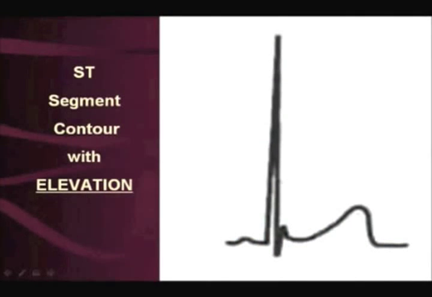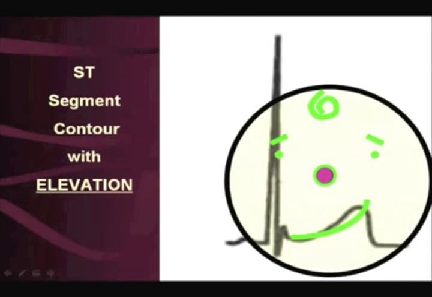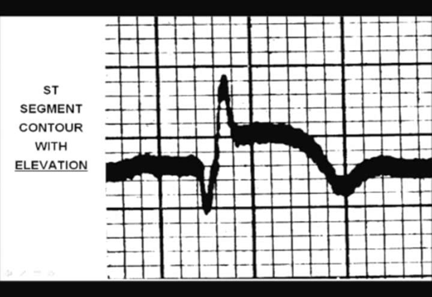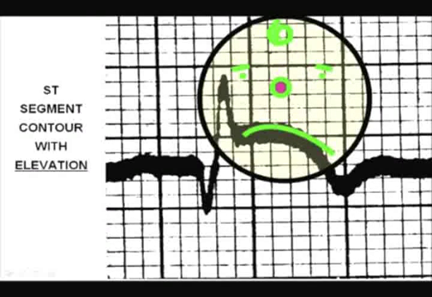Okay. So what are some of the clues we use to decide if it's benign early repole? We look at the contour. So the contour with ST elevation is smiley face. So I can't remember if it's concave up or concave down, convex up or convex down, but I can remember smiley face. So if it's smiley face, do you think that means it's bad or good? It's good, right. So smiley face is good. What's that? That's frowny face. Good. Okay.